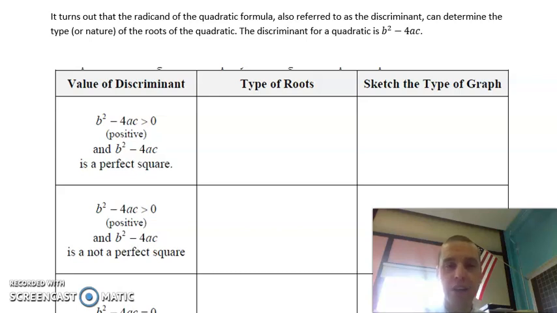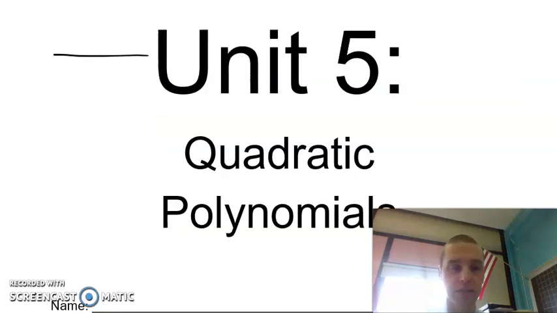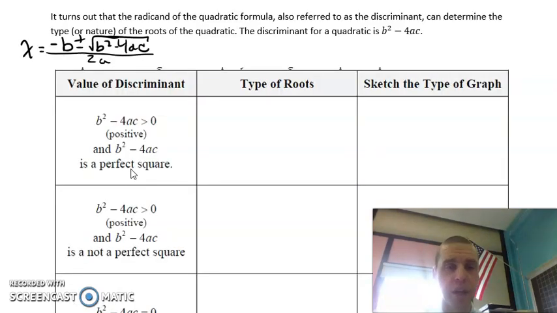We've already done the first page of it, or most of it at least, and so we're going to start right on the discriminant. And just as a reminder of what the quadratic formula is, remember we said that's x equals negative b plus or minus the square root of b squared minus 4ac, all over 2a. The discriminant portion is what's inside the radical.